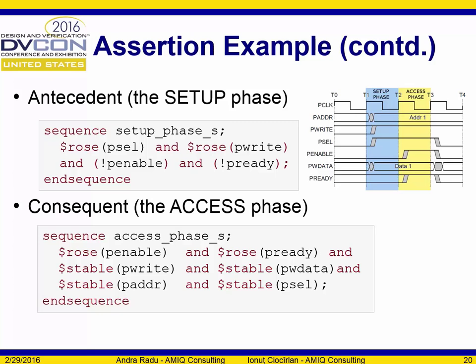As I told you in the previous slide, we have the setup phase, which means that you could have the P-select signal, the write signal low, and the P-enable and the ready signal low. And the sequence for the access phase means that we have the enable and the ready signal rising, so asserted, and everything from the previous should be stable, so should be kept with the previous clock cycle value.